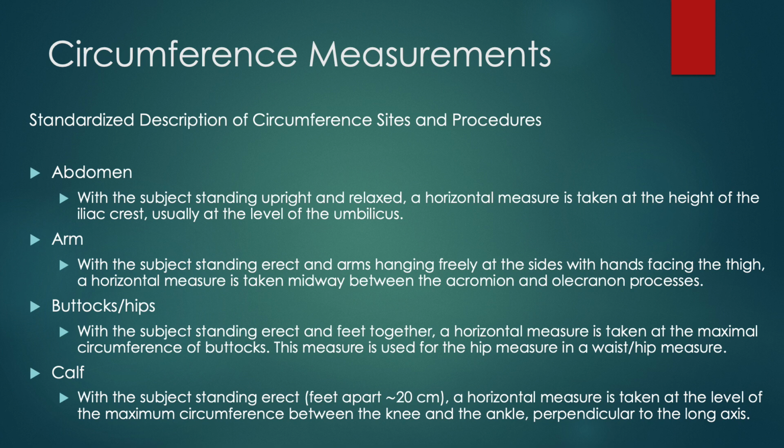When we're looking at the hips, this also includes the buttocks. So you're going to have the subject stand, feet together. We're going to take a horizontal measure at the maximum circumference of the buttocks. And then this is used for the hip measurement when we're doing a waist to hip, which we will do. And then if you were to take a calf measurement, you'd have the subject stand with their feet slightly apart, take a horizontal measurement at the level of the maximum circumference between the knee and the ankle.